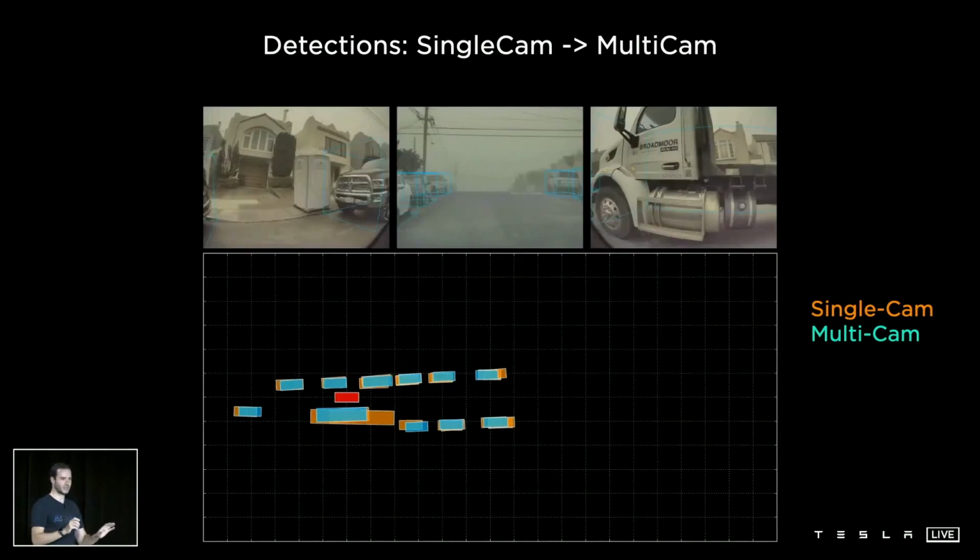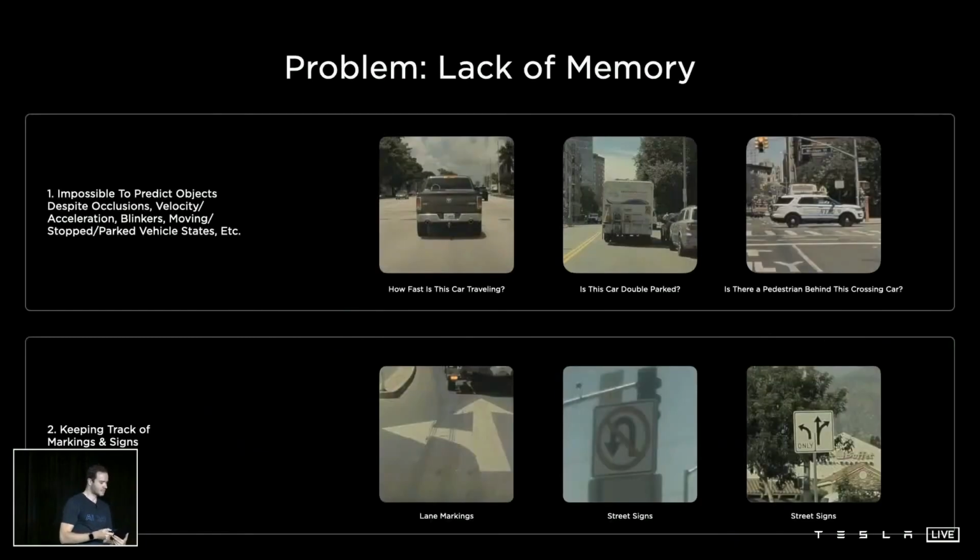OK, so at this point, we have multi-camera networks, and they're giving predictions directly in vector space. But we are still operating at every single instant in time completely independently. So very quickly, we discovered that there's a large number of predictions we want to make that actually require the video context.